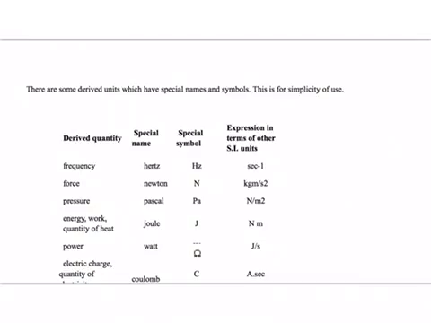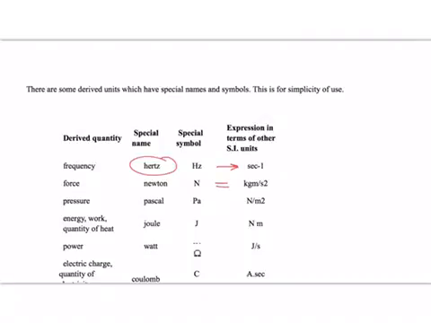There are some derived units which have special names and symbols. This is just for simplicity of use. For example, for frequency, we use hertz. In fact, hertz is equal to 1 over second. For force, the unit is Newton. Newton is equal to kilogram meter per second square.